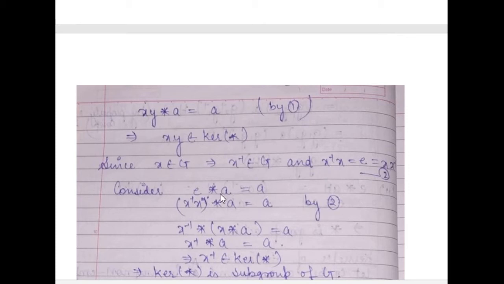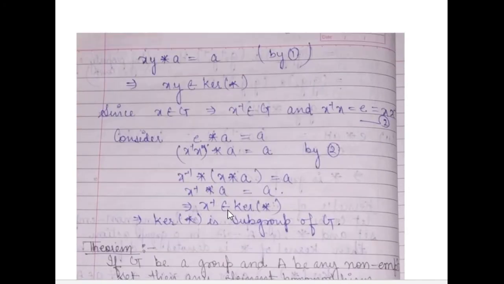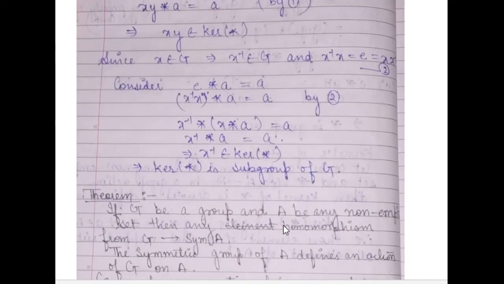So now we consider e star A. Since e is equal to x inverse x, this will be equal to (x inverse x) star A, which is equal to A. So x inverse star A is equal to A, and this implies x inverse belongs to the kernel. So for each element of G, the inverse of that element belongs to the kernel. So we have easily shown the kernel is a subgroup of G.